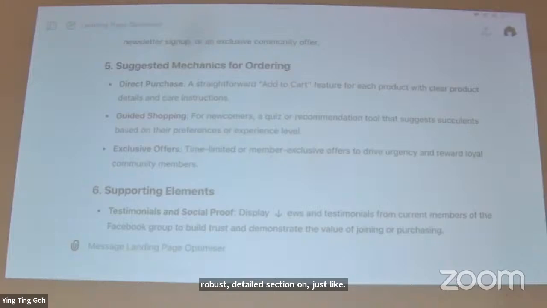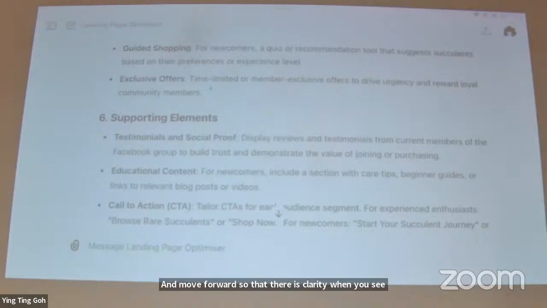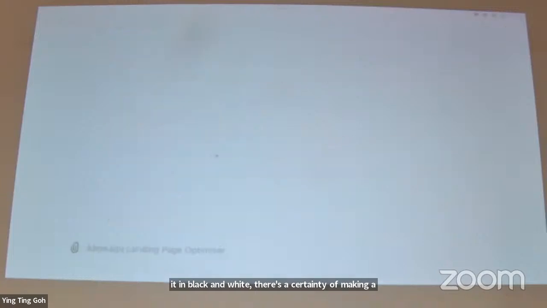So before you go ahead with any landing page or idea, I would recommend that you clarify your ideas by having them in black and white here, so that you can either agree or disagree and move forward with clarity. When you see it in black and white, there's a certainty in making a decision to go forward with it or not, and that is very helpful. So I'm going to refresh.